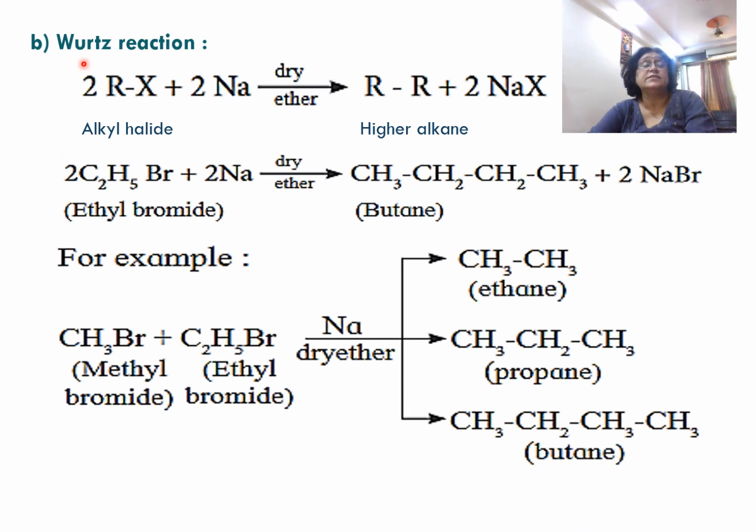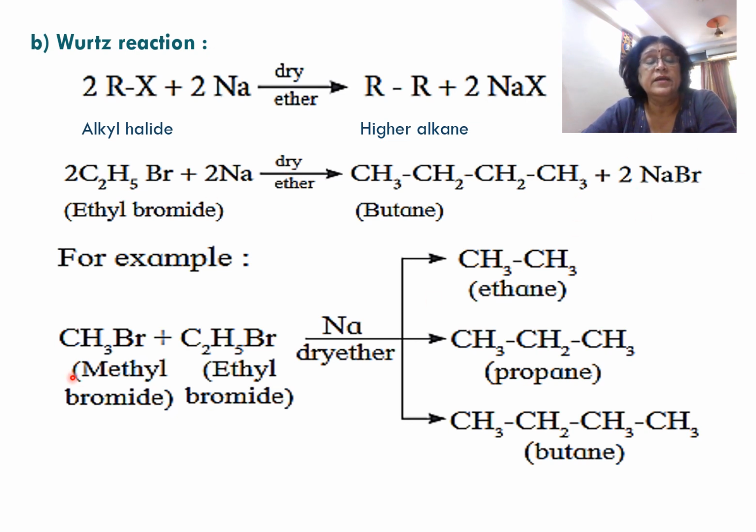Okay. Now let's see the next reaction, the Wurtz reaction. In the Wurtz reaction, what happens? An alkyl halide is treated with a metal like sodium in the presence of dry ether. Then the two R's, or the different alkyl halides, react and a higher alkane is formed, and sodium reacts with the halide part and forms sodium halide. So basically in this reaction, a higher alkane is formed. So when ethyl bromide reacts with sodium in the presence of dry ether, the two alkyls form a bond with each other and n-butane is formed along with sodium bromide.